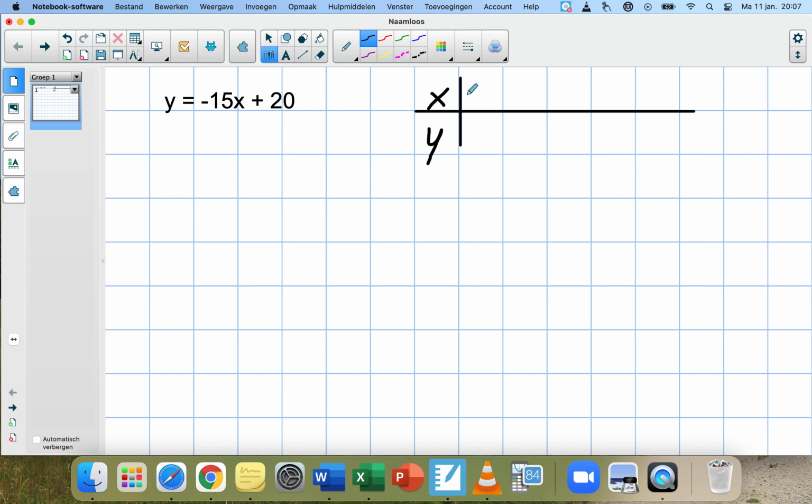Well, then we decide the x values we fill in. If there's no table given in the question, you decide which x values you fill in. So we tend to do standard x values of minus 3 all the way to plus 3.